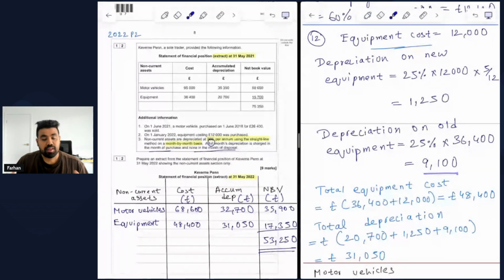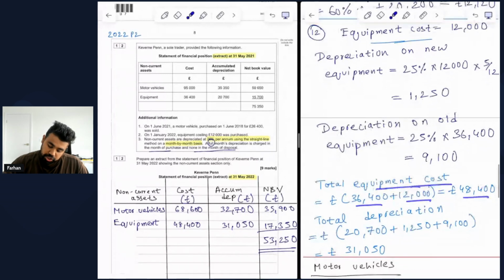Now that we have calculated the depreciation on the new equipment and the depreciation of the old equipment, let's find the total cost for both old and new equipment together. So the total equipment cost is going to be £36,400 for the old equipment and £12,000 for the new equipment, which makes it £48,400 as the total equipment cost that we need to include in the books at 31 May 2022.